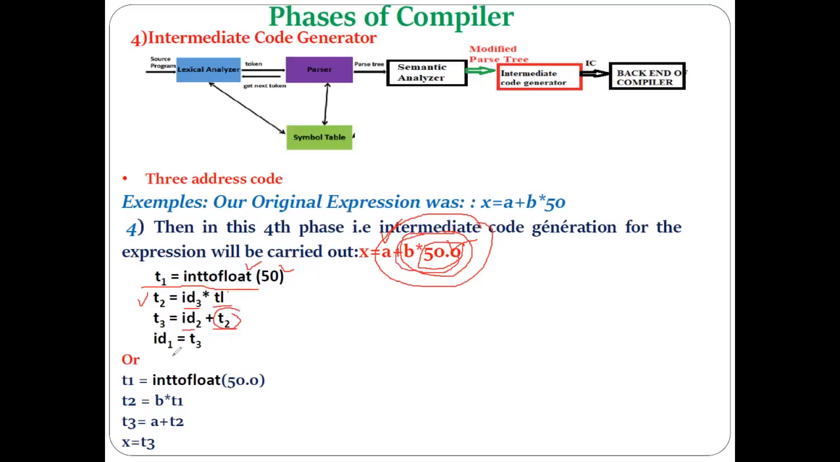And then lastly, ID1 equal to T3, which means whatever result we have got here, we are going to store in ID1. To ID1 we are assigning T3 because T3 contains the processing of all the previous things.